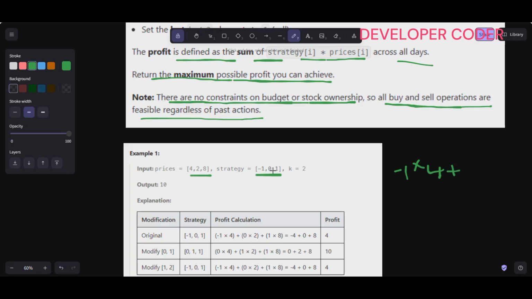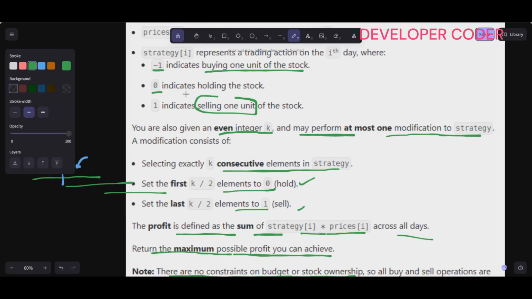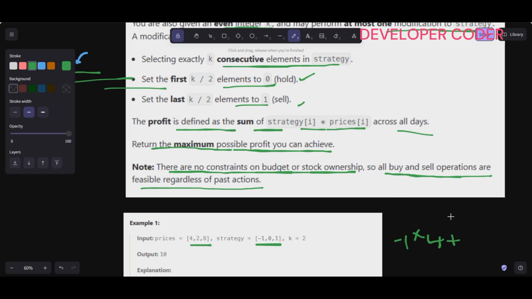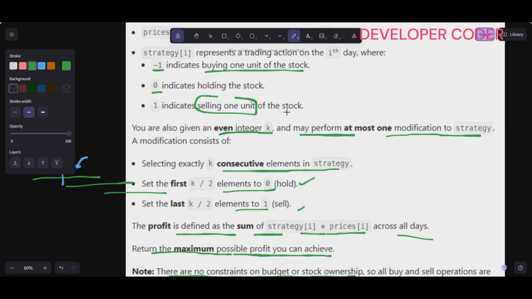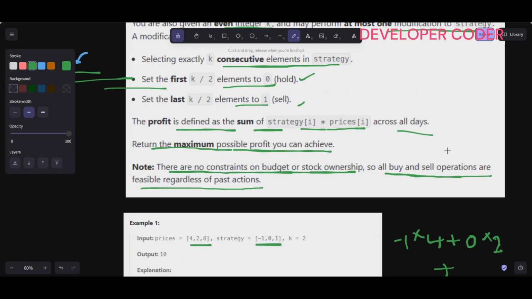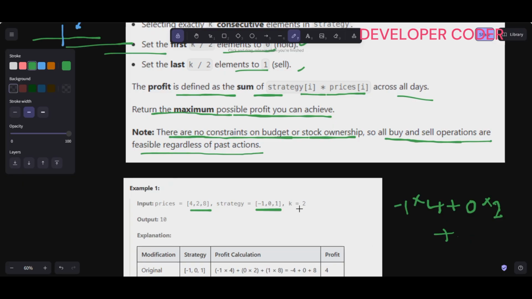Then plus 0 means I have that stock. Okay, 0 indicates holding the stock. Okay, I am keeping that stock with me, right? So there is no profit, I haven't earned any money yet. Okay, that's why 0 into 2, right? Now here 1 means selling the stock. 1 indicates selling 1 unit of stock. So if I'm selling 1 unit of stock, that means I'm getting some money from someone, right? So here I'm going to have to write 1 into 8. Okay, 1 into 8.